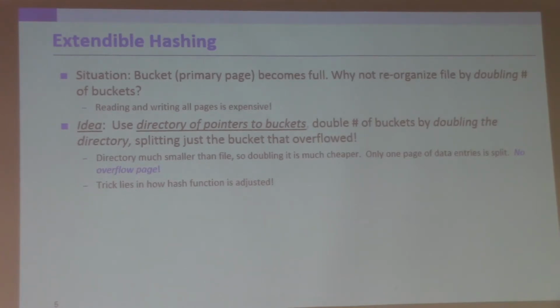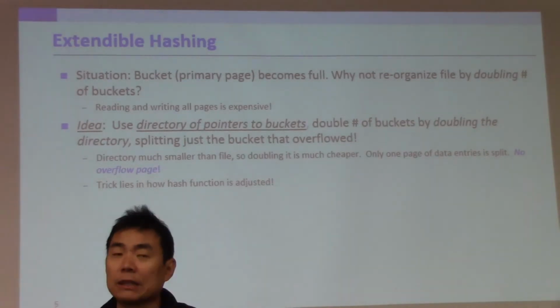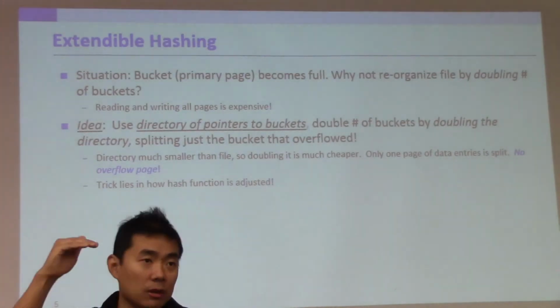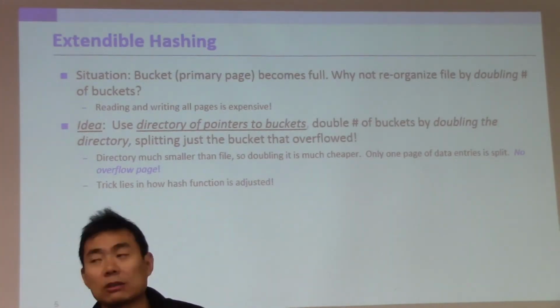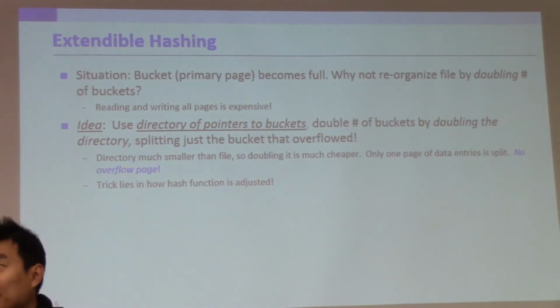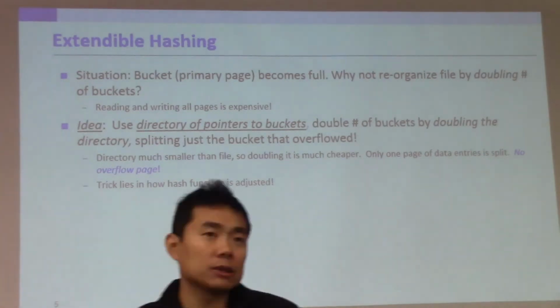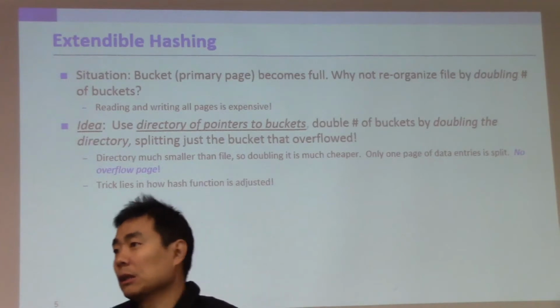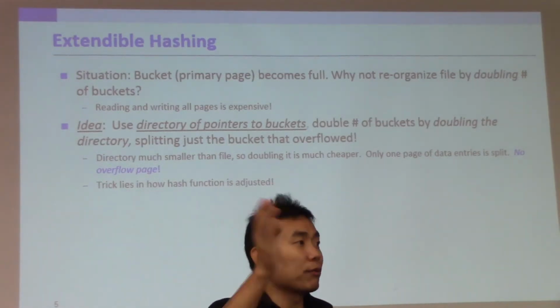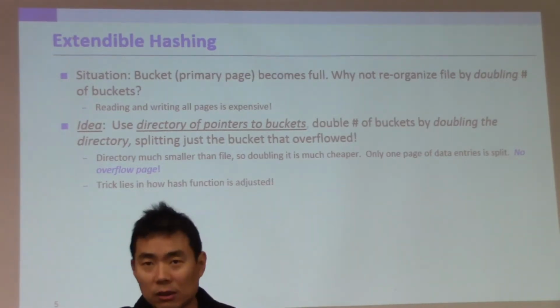Whenever an overflow has occurred anywhere, redistribute entries from the overflow bucket into the existing bucket and the newly created bucket. Because I have doubled the number of buckets I have, I can do that. Make sense? You can think about this as you have a few drawers, you put stuff into those drawers. Whenever a drawer overflows, meaning too much stuff, you cannot close the drawer anymore.